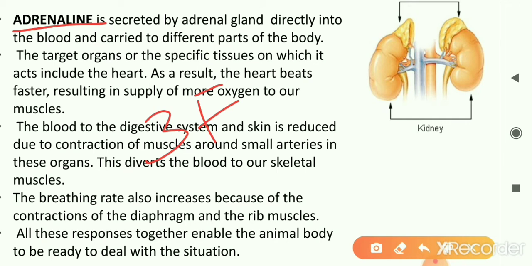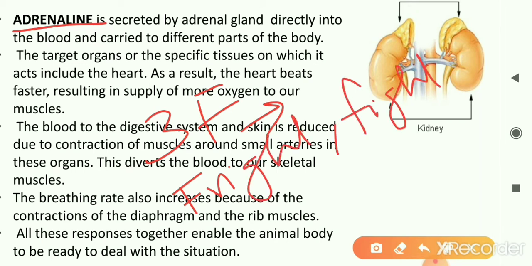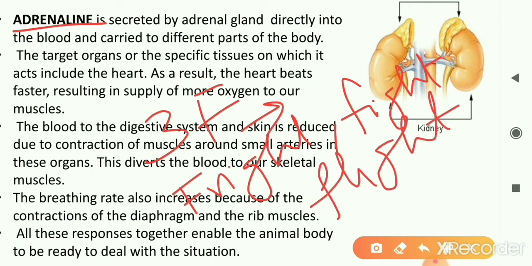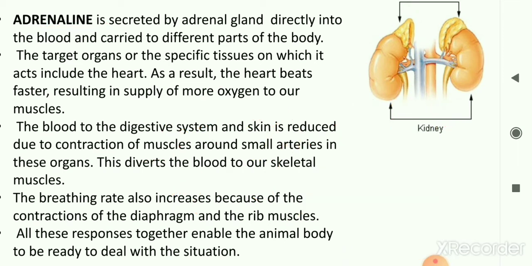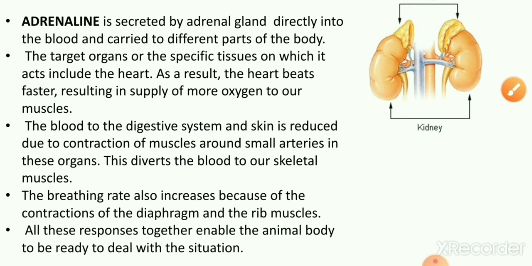The 3F hormone, because these 3F stand for fright, fight, and flight. So when one gets frightened, the hormone is released, and that will help the individual or the animal to either fight with the situation or to run away, or flight. And that's why adrenaline is called a 3F hormone, as it prepares the body for emergency situation.